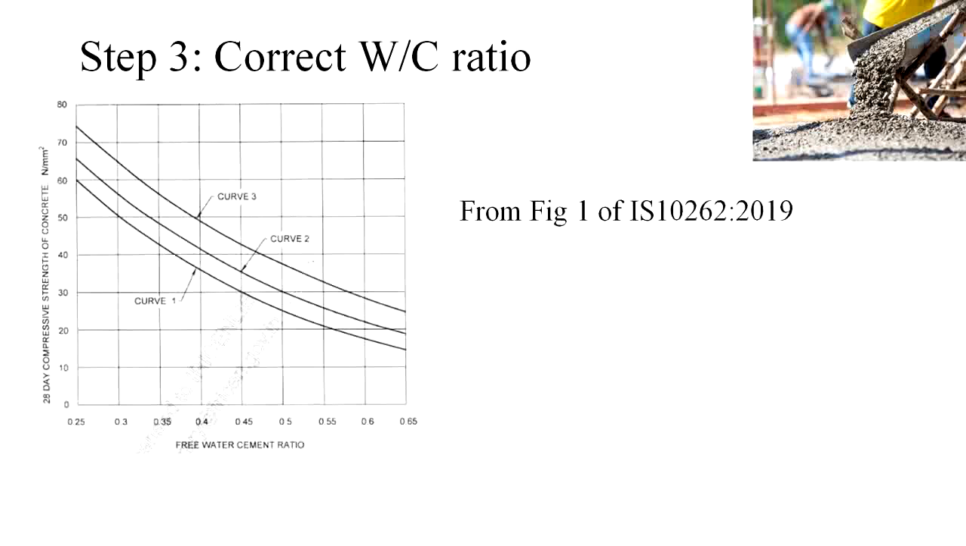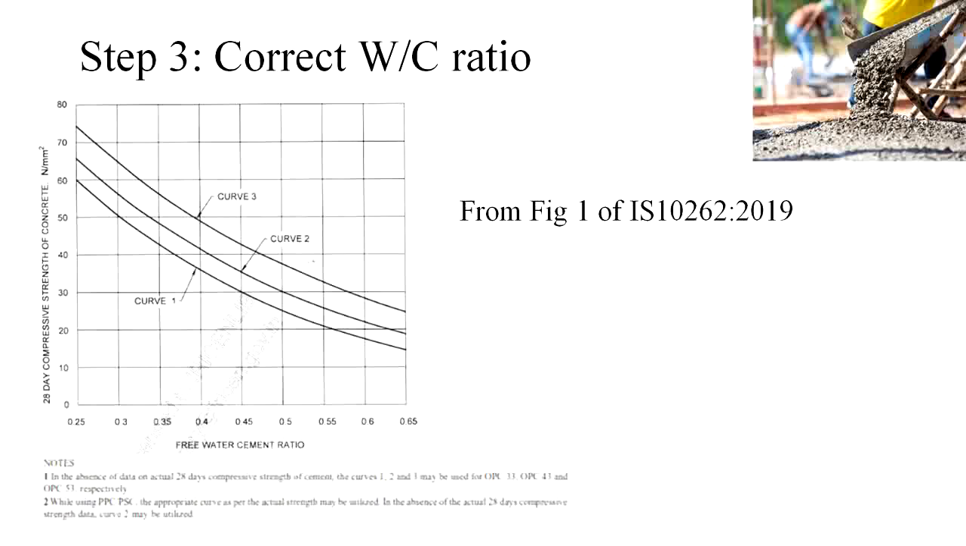The third one is to determine the correct water cement ratio. From figure 1 of IS 10262 of 2019 edition, this figure gives us three curves, in which curve 1 is used for OPC 33 grade, curve 2 for OPC 43 grade, and curve 3 for OPC 53 grade.